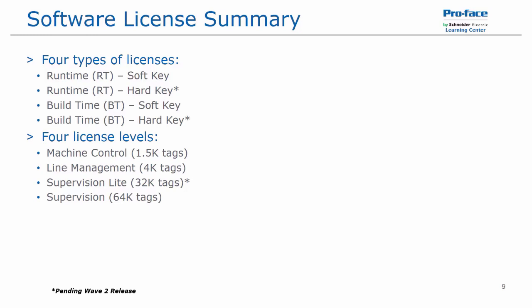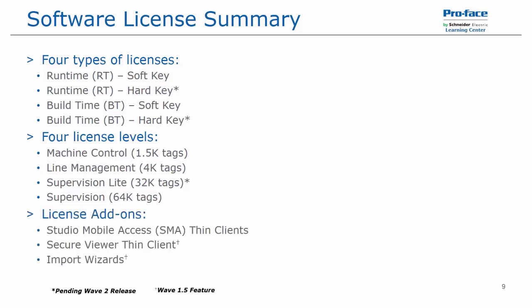What this means is that the license itself determines what features are available with the software. When you install the software, the entire suite gets installed. That's both the development and the runtime, and the license will determine what portions of that is available to you.